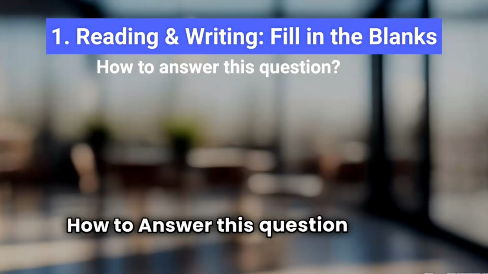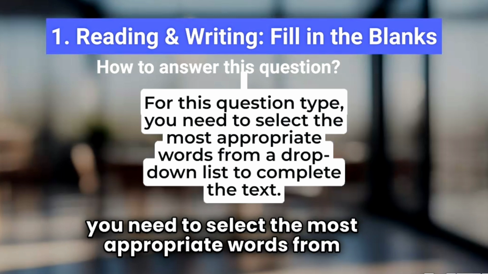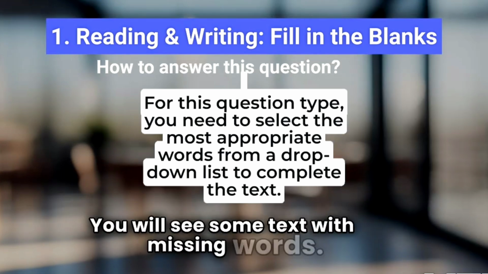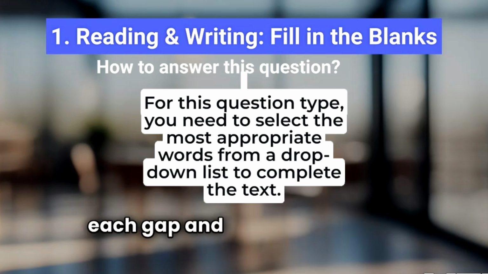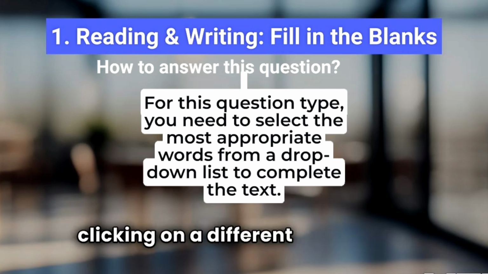How to answer this question. For this question type, you need to select the most appropriate words from a drop-down list to complete the text. You will see some text with missing words. Complete the text by clicking on the button next to each gap and choosing the correct option from the list. You can change your answer by clicking on a different option.